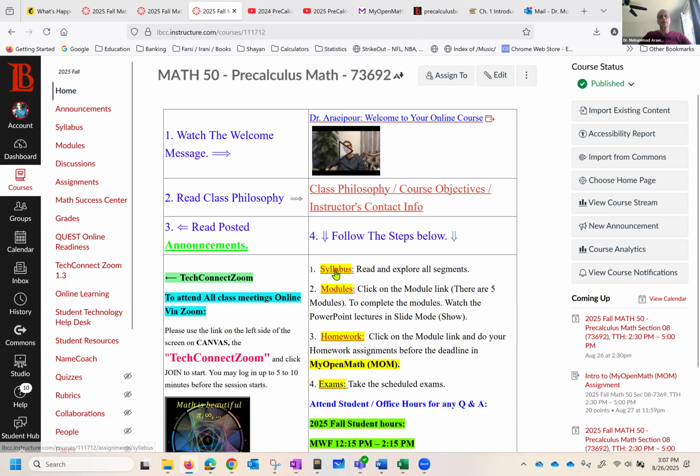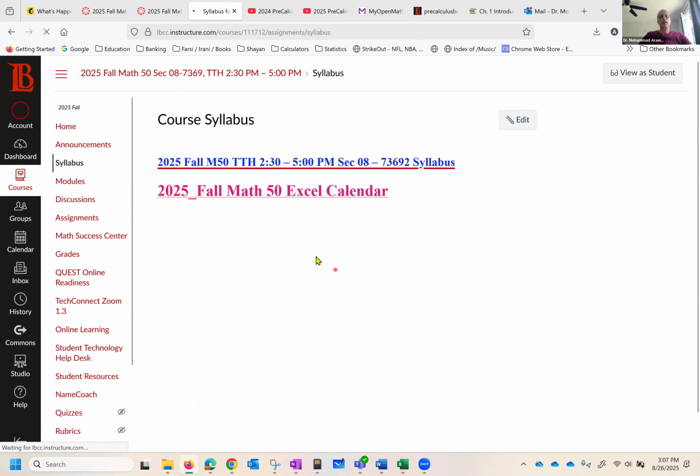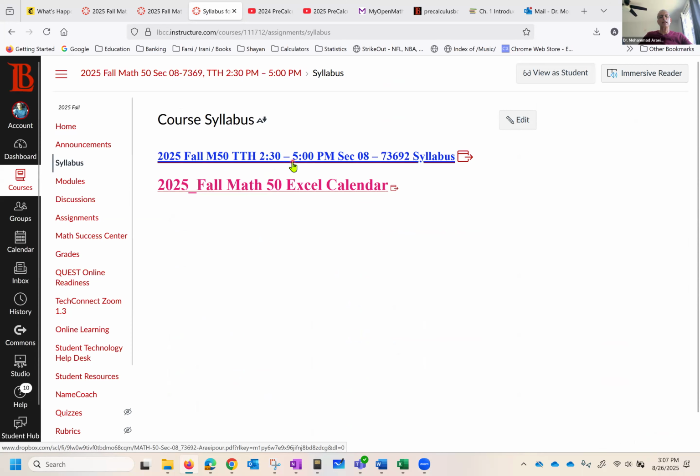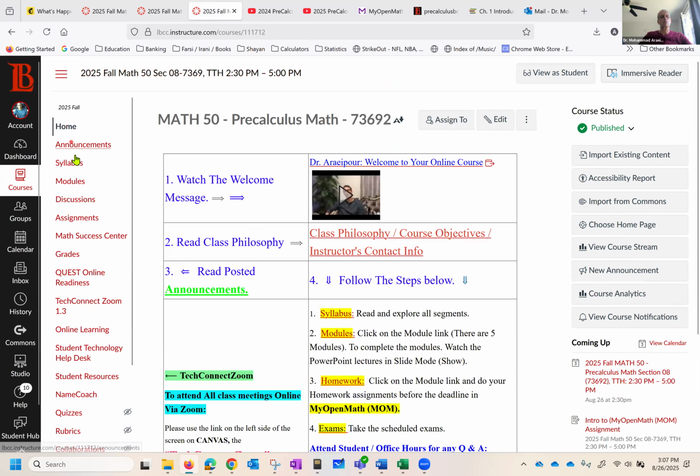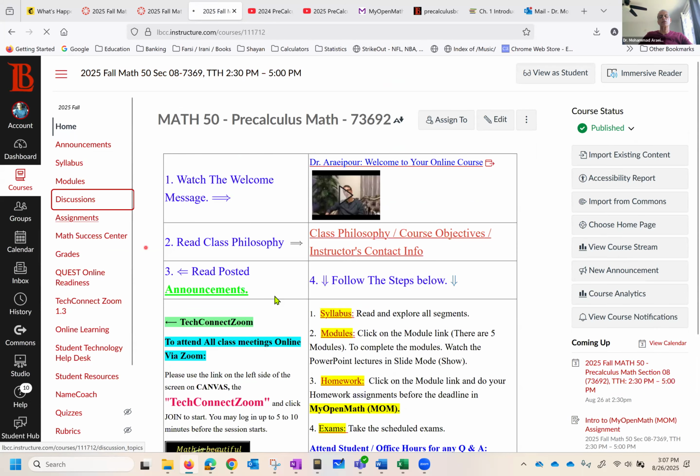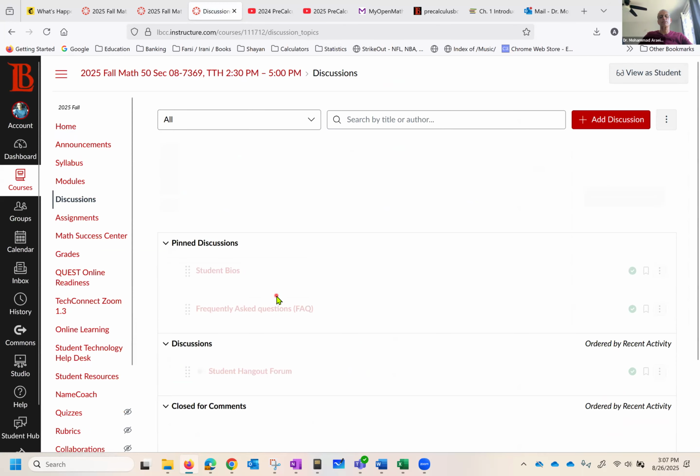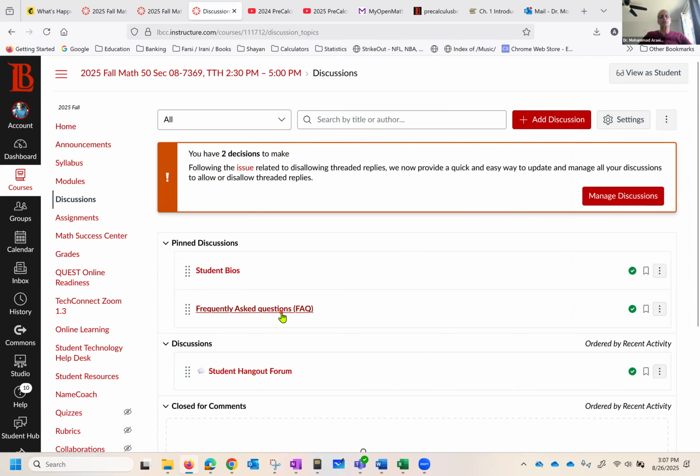And the syllabus has 2 parts, the Excel calendar and the actual syllabus. Discussion forum has 2 parts: student bios and frequently asked questions. We also have the student hangout forum if you want to look at that.